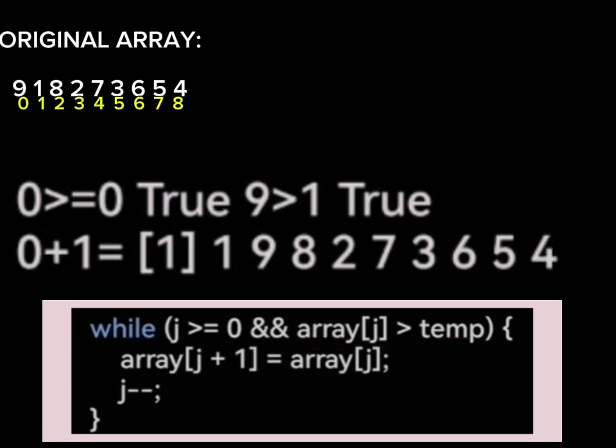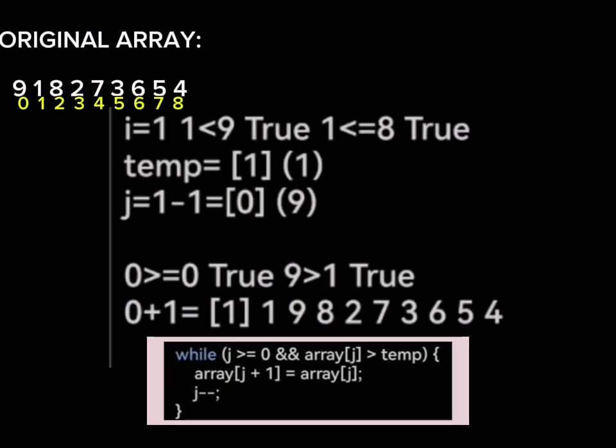Next, we have 0 plus 1 is equals to 1. So, dito, ibig sabihin, yung value ng array[j] ay ililipat natin or ilalagay natin sa index 1. So, ganito na po yung itsura ng ating array ngayon: 1, 9, 8, 2, 7, 3, 6, 5, and 4.